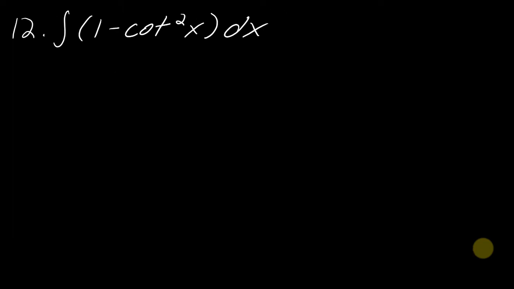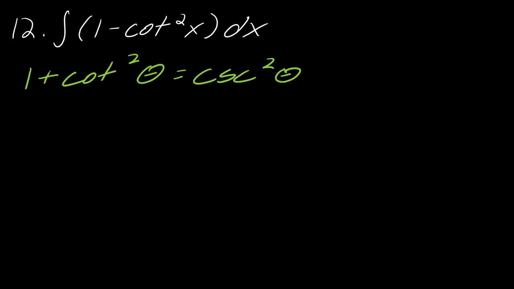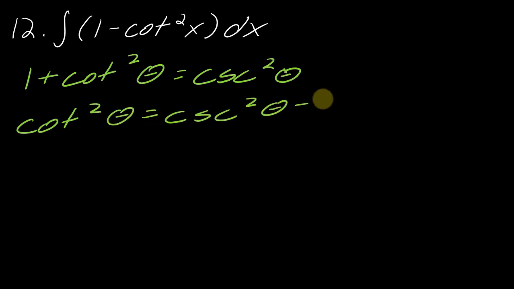Okay, so for number 12 here, I've got 1 minus cotangent squared x. This is a pretty standard integration technique, actually. We do not have an antiderivative formula for cotangent squared. So instead, you think about some of your Pythagorean identities. In this case, I am thinking specifically of this Pythagorean identity. If I just rearrange this, I can get that cotangent squared theta is equal to cosecant squared theta minus 1.